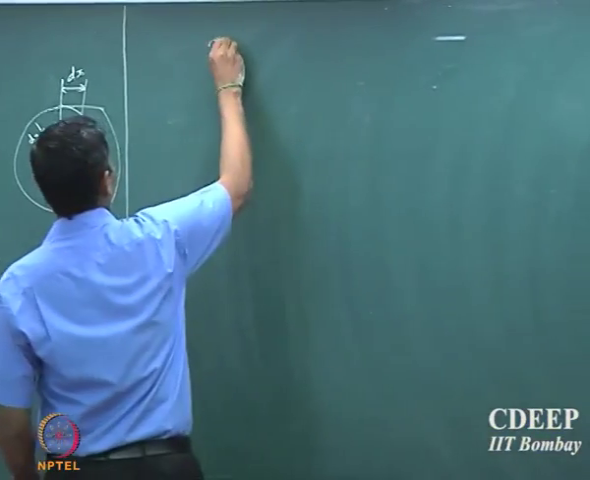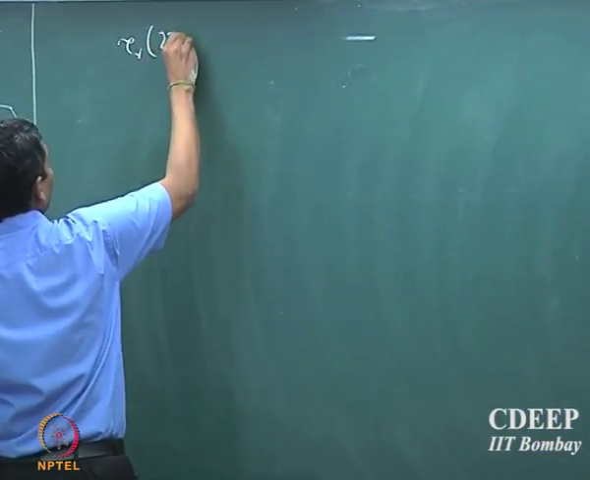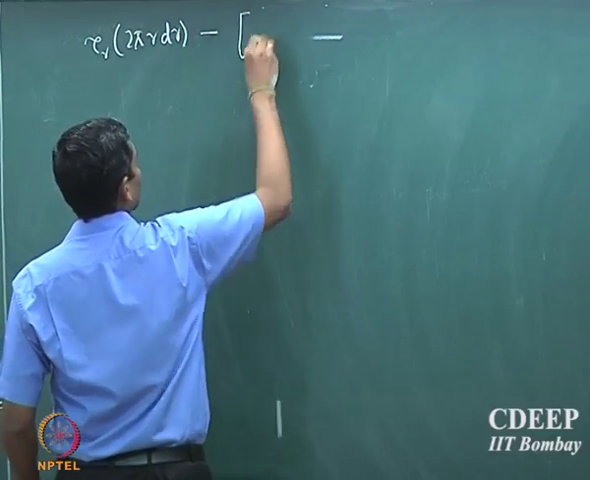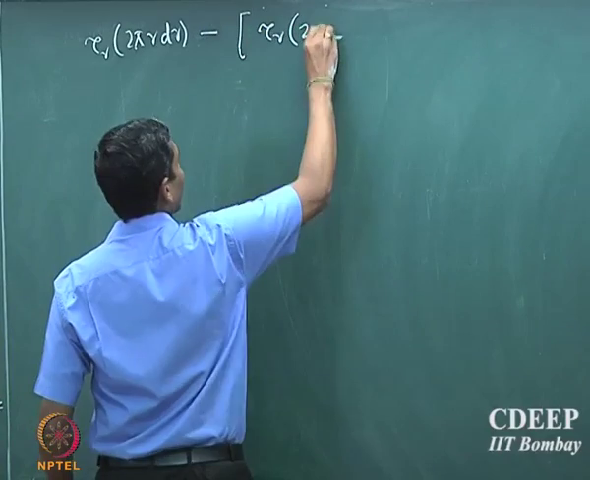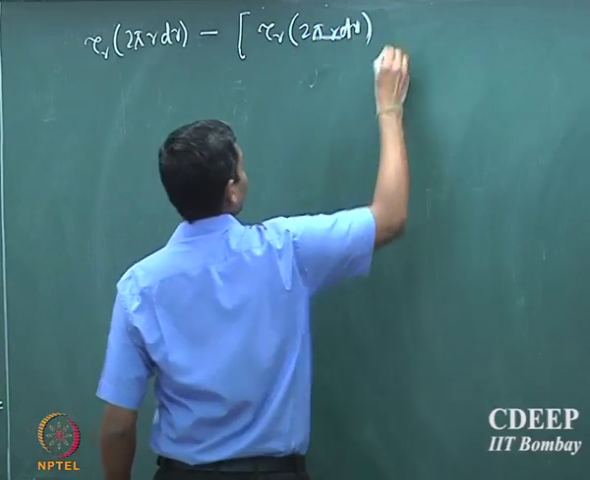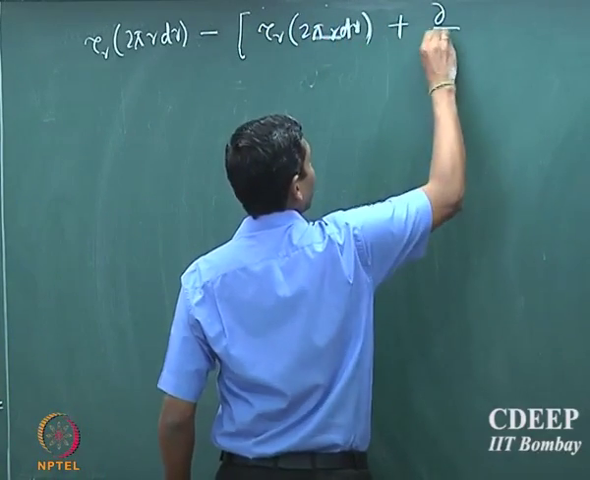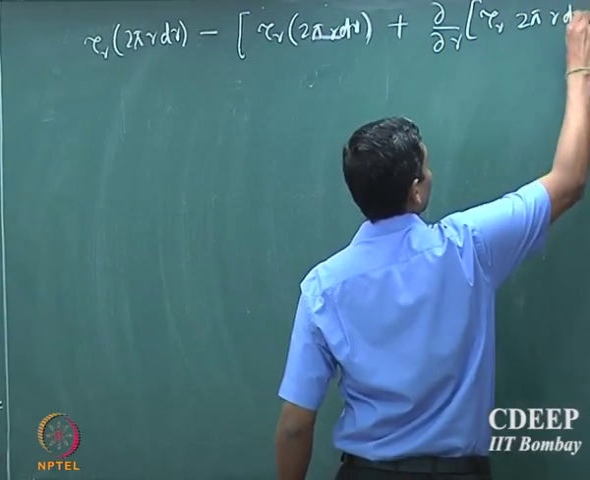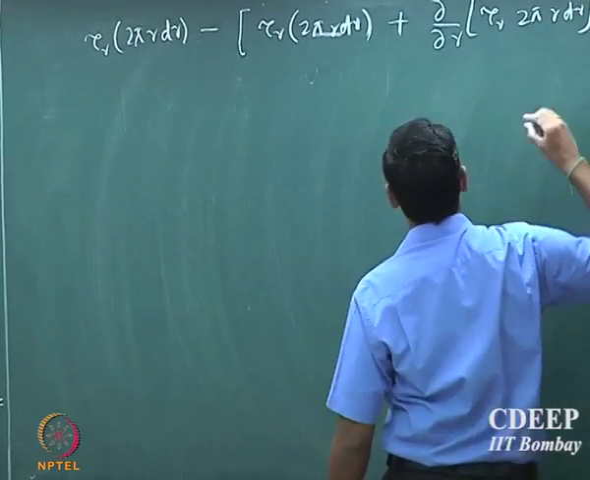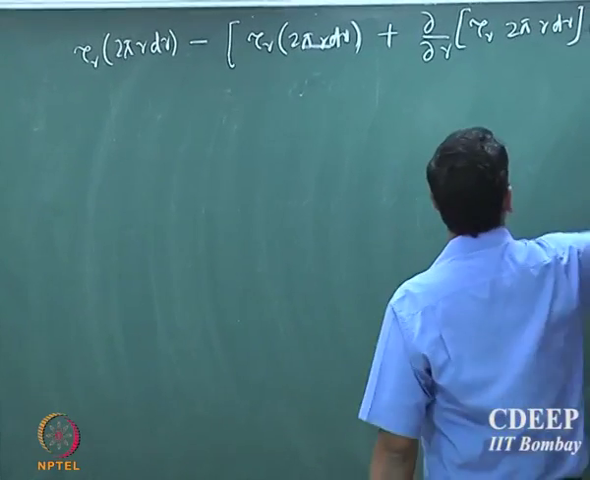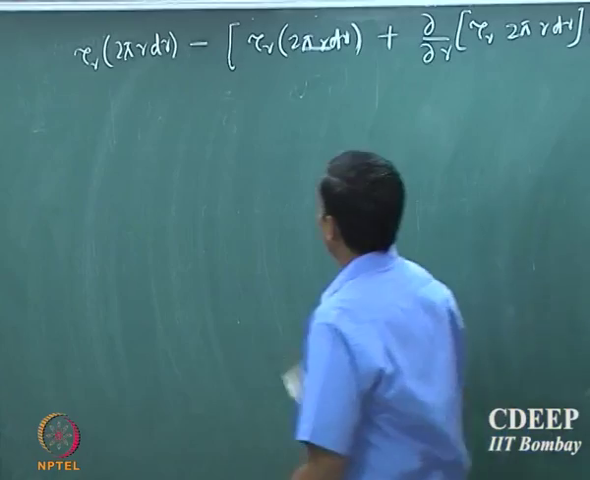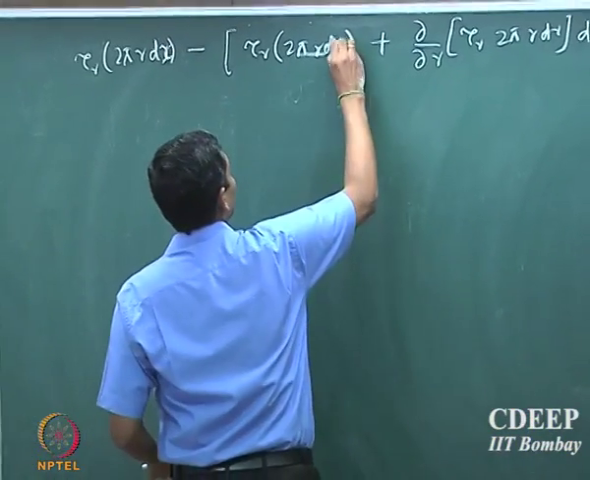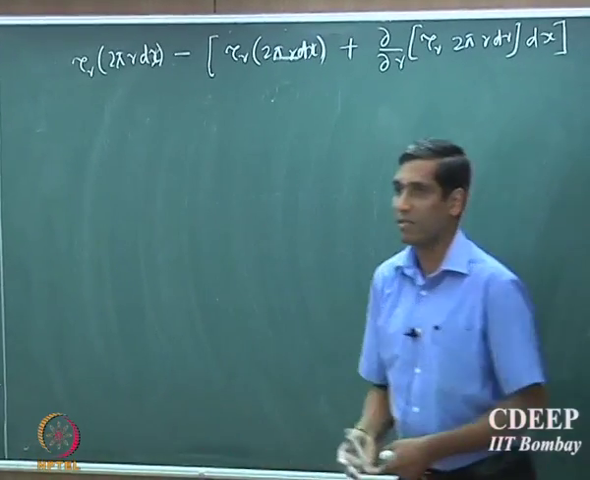and I can write it as tau r. So I can rewrite the balance as minus tau r 2 pi r dr plus d by dr of tau r 2 pi r dr into dx. Did I get it right? Yeah. 2 pi r dx. Sorry. 2 pi r dx. Okay.